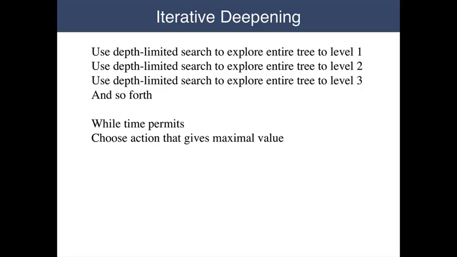An alternative solution to the problem is to use what's called iterative deepening, exploring the entire game tree repeatedly at increasing depths until time runs out. We search the tree to depth 1, then we search the entire tree to depth 2, then we search it again to depth 3, and so forth, using depth-limited search on each of these iterations.